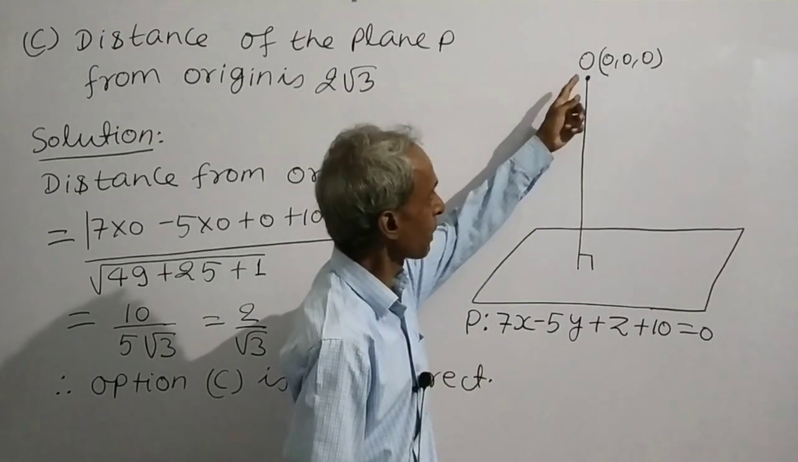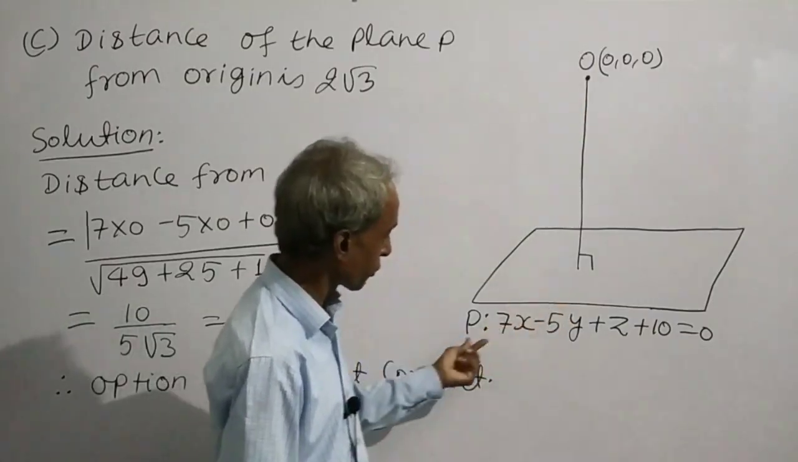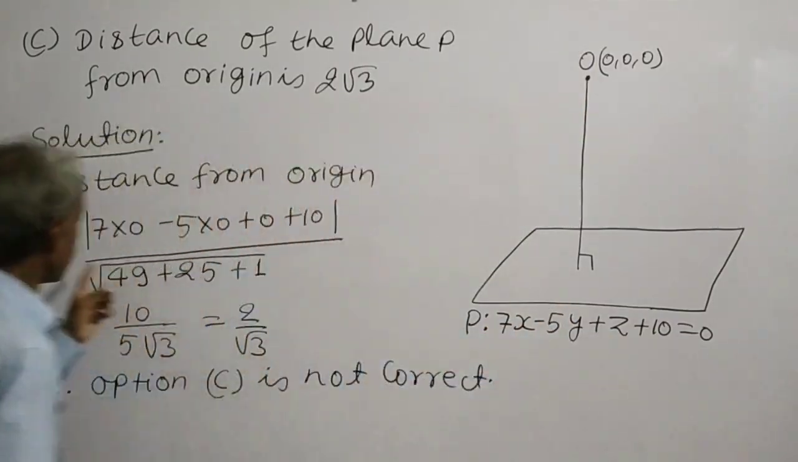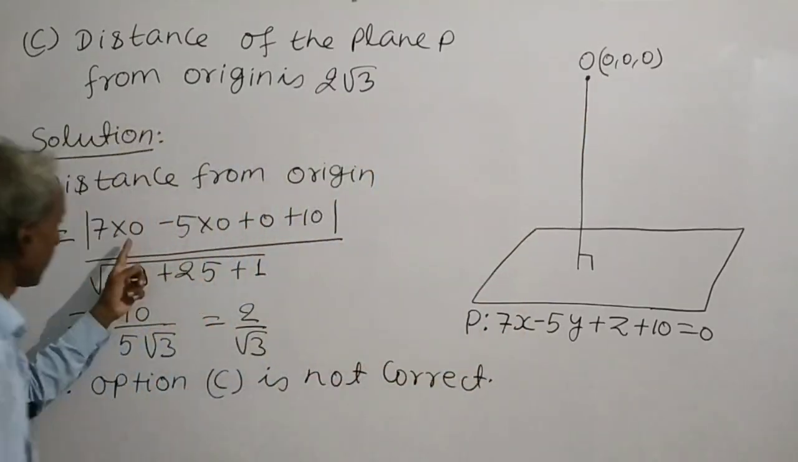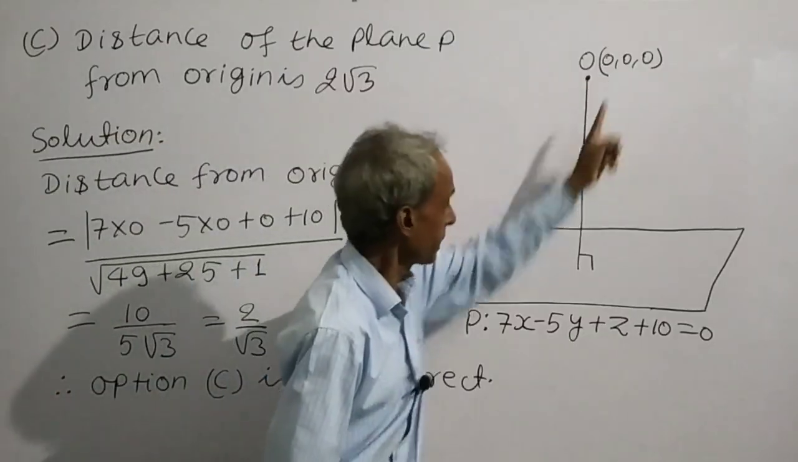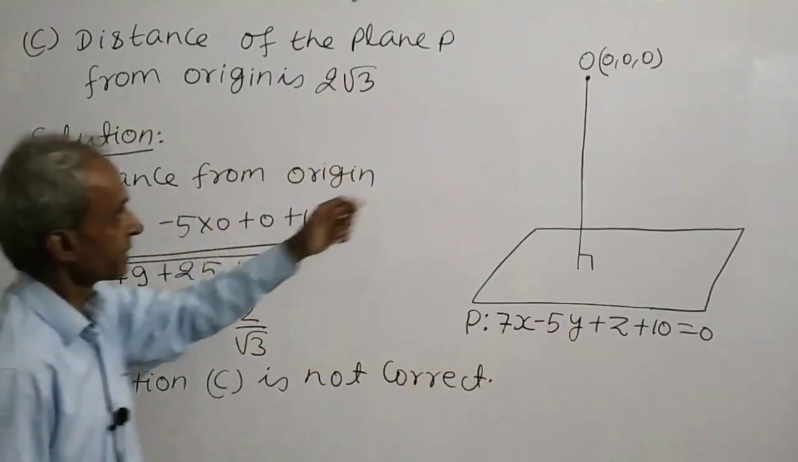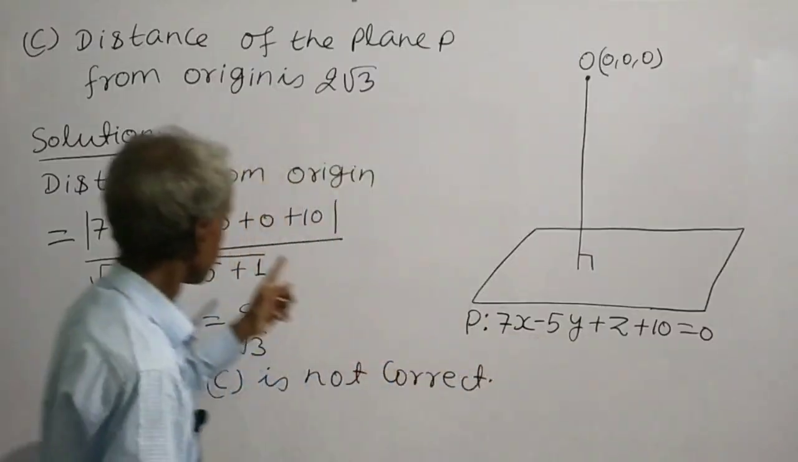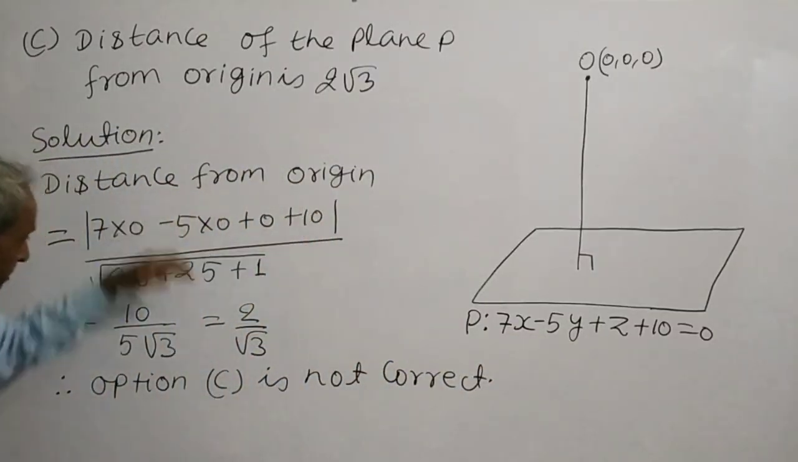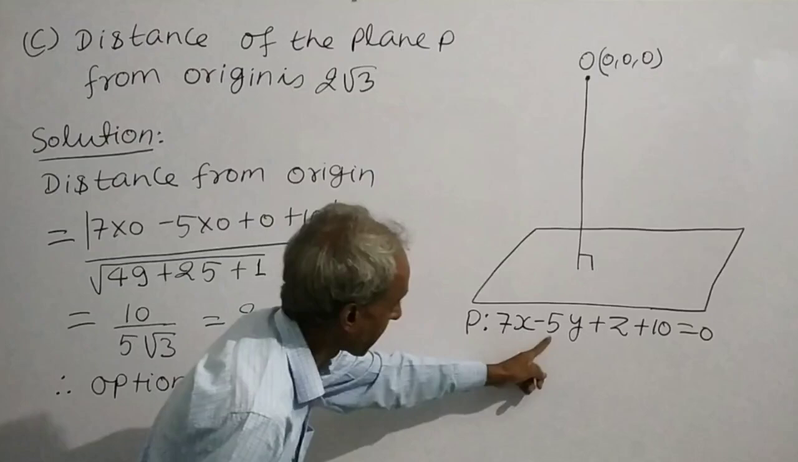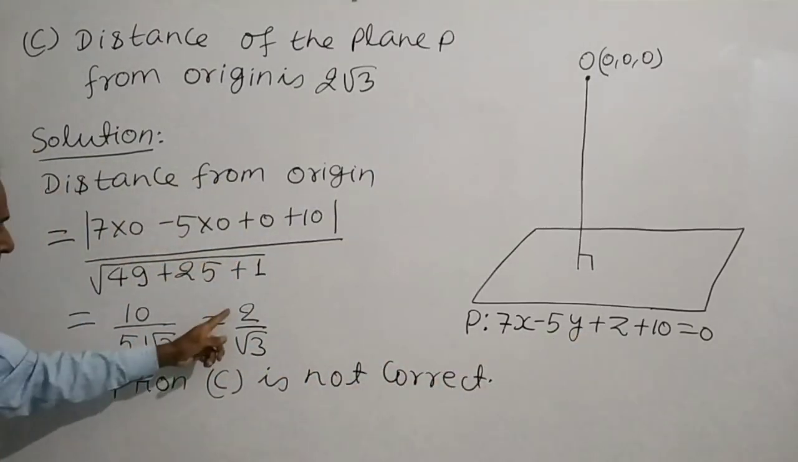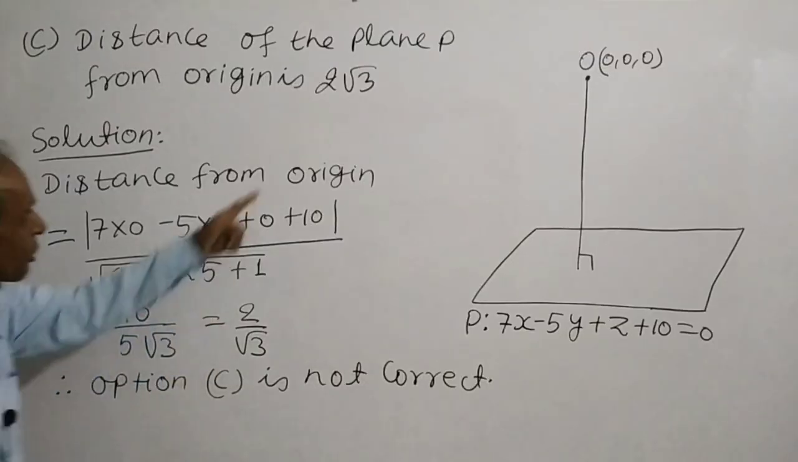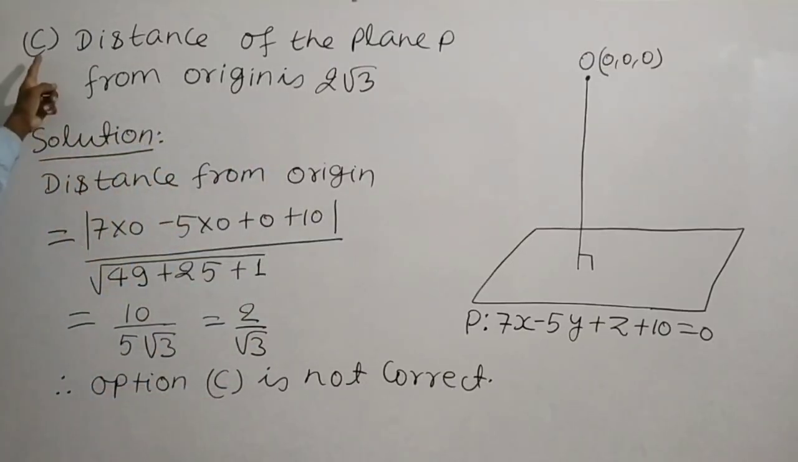The length of the perpendicular drawn from the origin to this plane P is equal to 0 in place of x, 0 in place of y, 0 in place of z. Take mod, divided by root under 7 square plus minus 5 square plus 1 square. That is equal to 2 by root 3. This is not equal to 2 root 3. Therefore, this option is not correct.